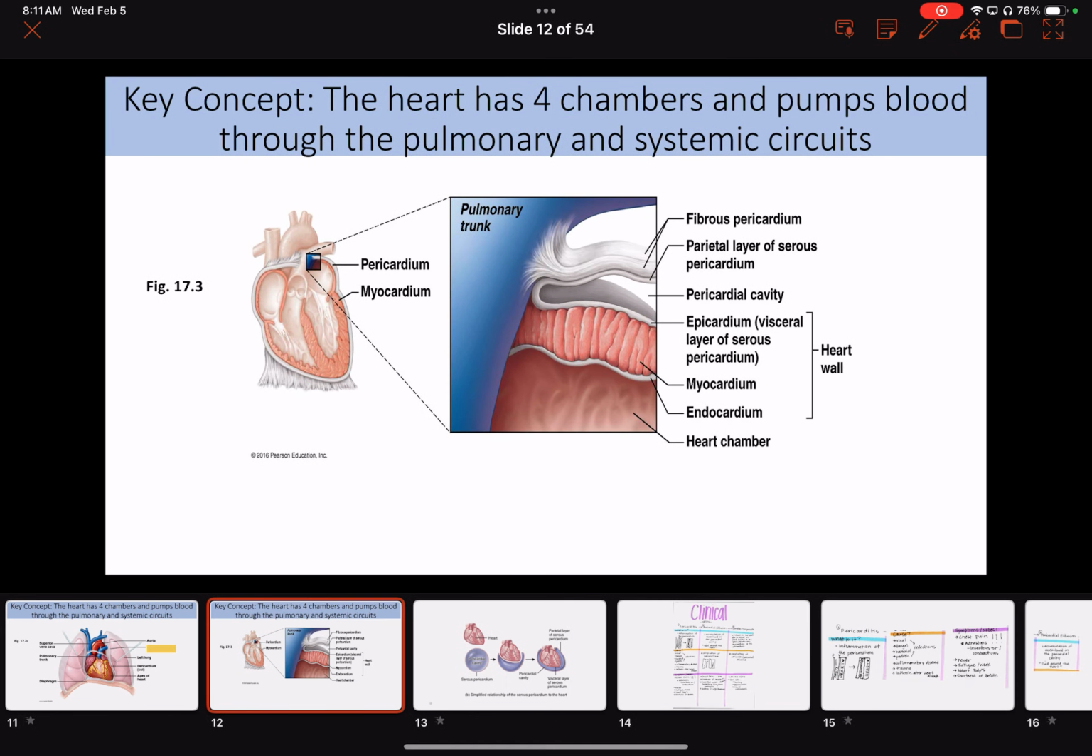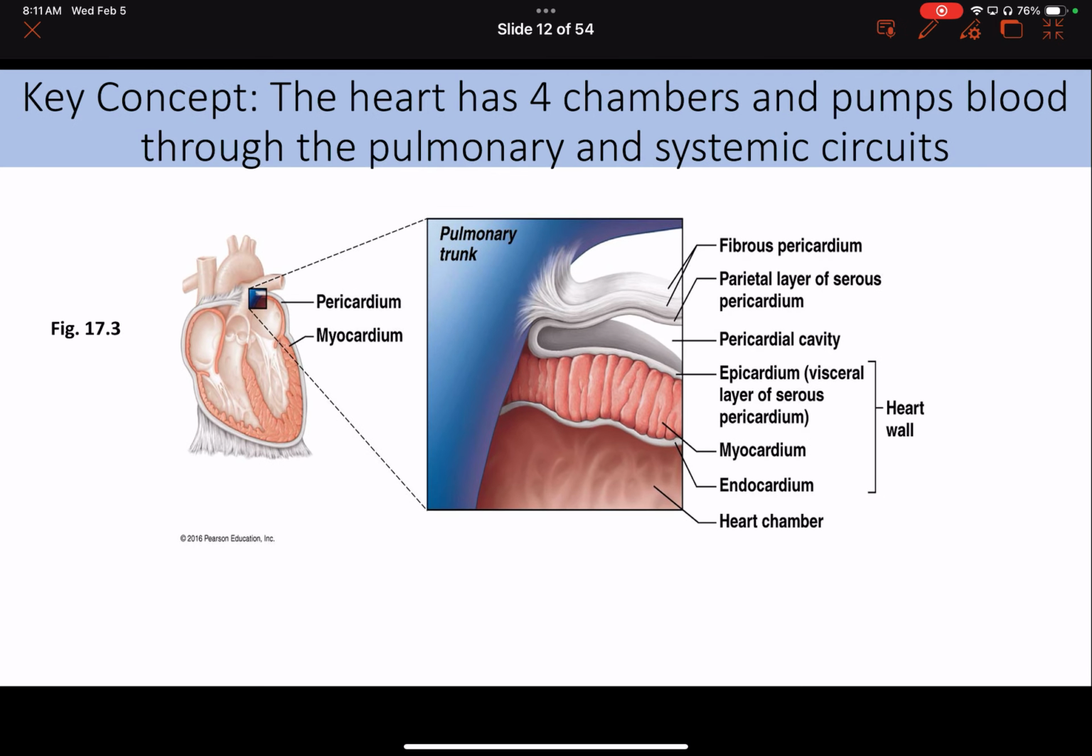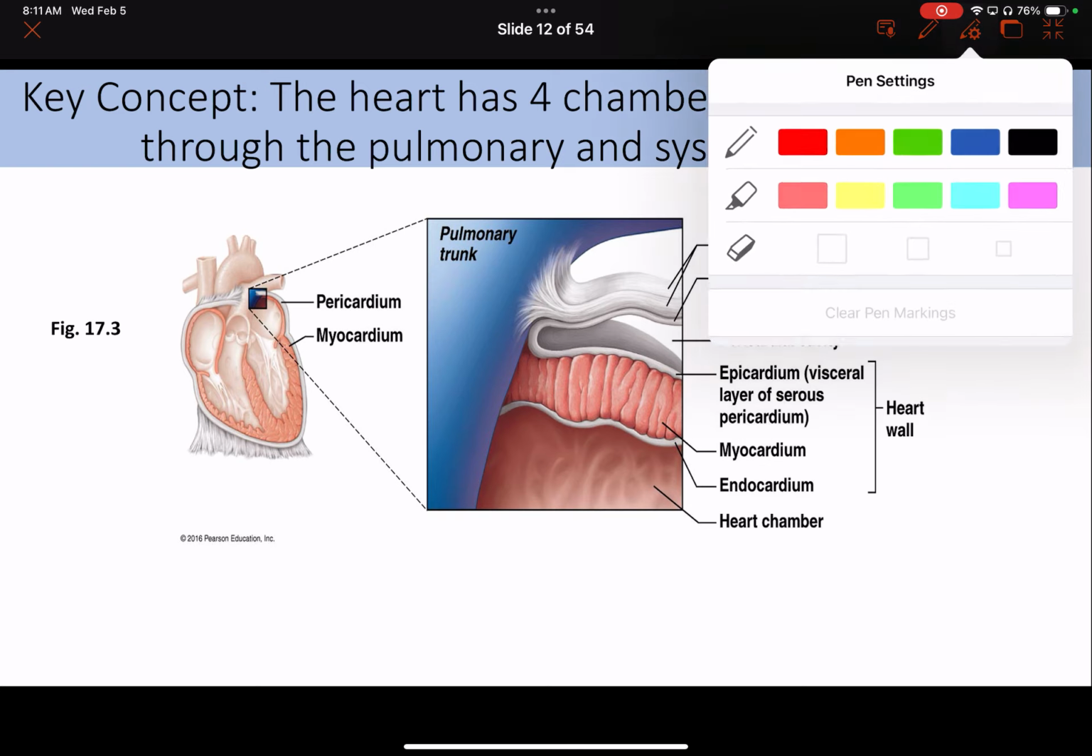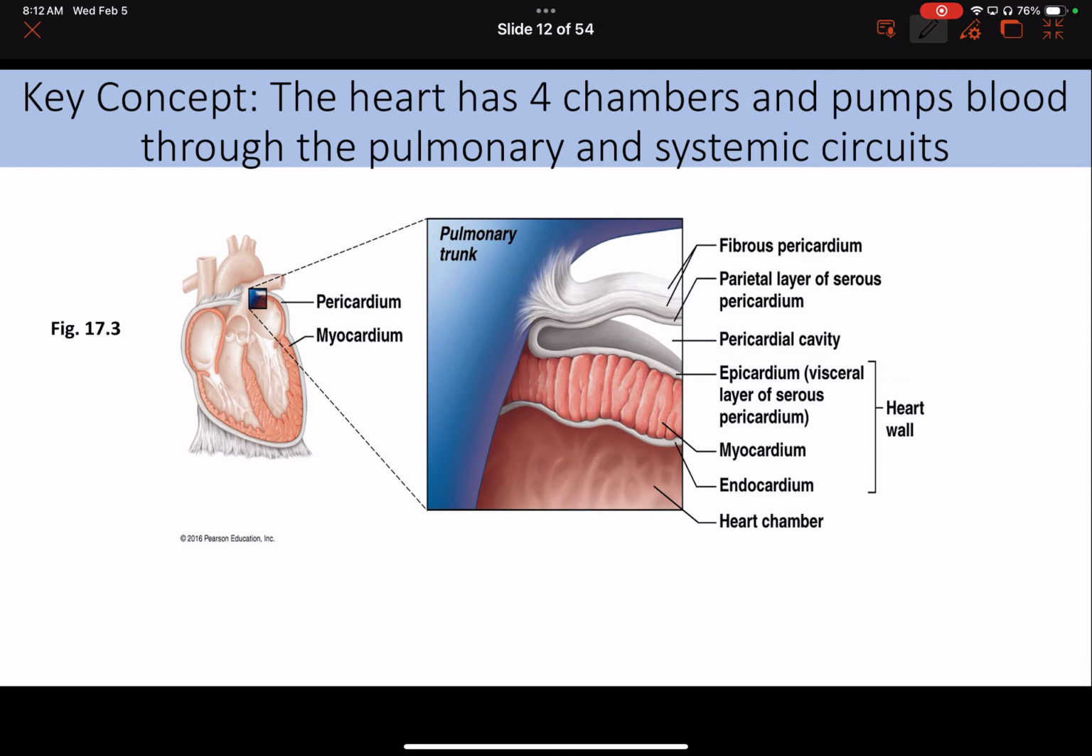Okay. So we have some layers, protective layers of the heart. Now, you've already heard about the visceral and parietal pericardium. There's actually even a higher order level on the outside of that. There's a fibrous pericardium. So your fibrous pericardium is outside that serous membrane. It's a tough outer sac.